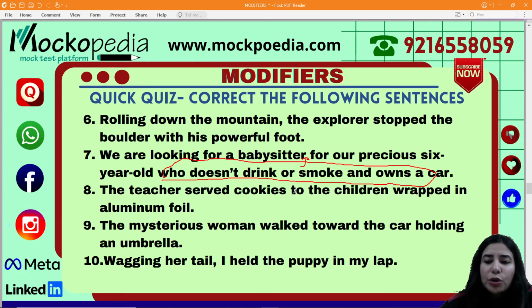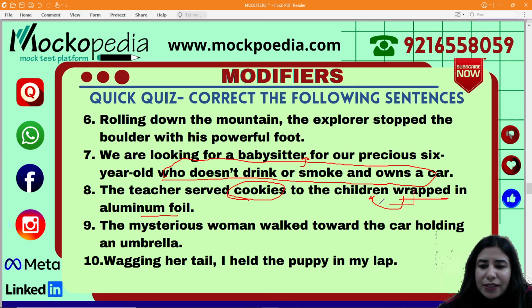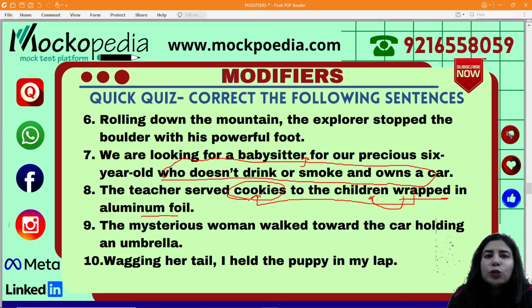The teacher served cookies to the children wrapped in aluminum foil. So, wrapped in aluminum foil. The sentence is saying children were wrapped in aluminum foil. No, not children, but cookies were wrapped, right? So, what are we going to do? We are going to place this wrapped in aluminum foil with cookies. The teacher served cookies wrapped in aluminum foil to the children. So, you're just placing the modifier right next to the word it tends to modify, right? So it's easy, it's simple, it's very logical, and if you practice you'll get acquainted.